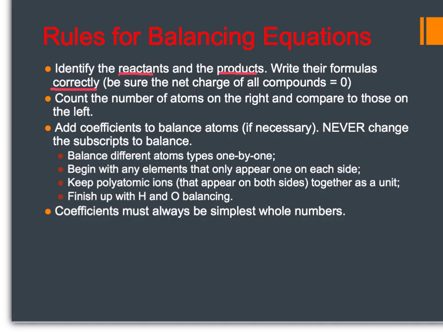Remember that if you are given a word equation, you might not know the exact formula. It might say water and iron sulfate react to form something else. So then you have to go back and look at the charge of the iron, the charge of the sulfate, and make sure that your formula balances out to a neutral charge of 0. If you're given the formula, then just make sure you copy the formula correctly when writing the equation.